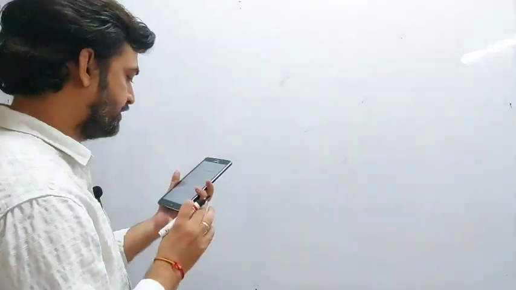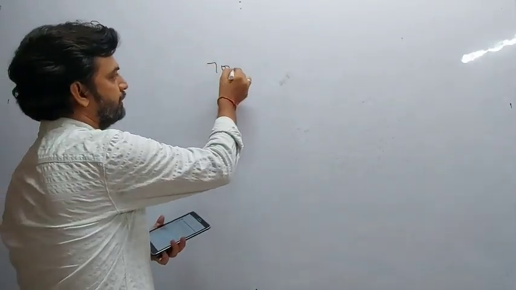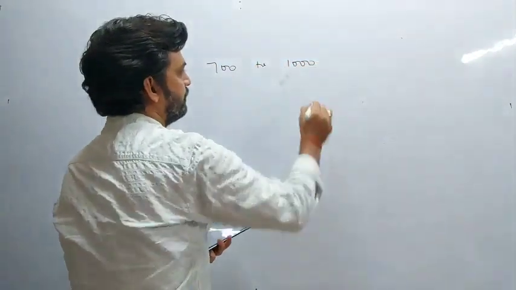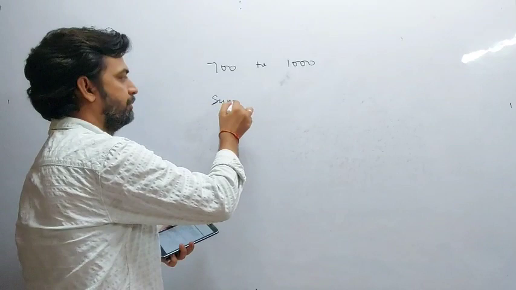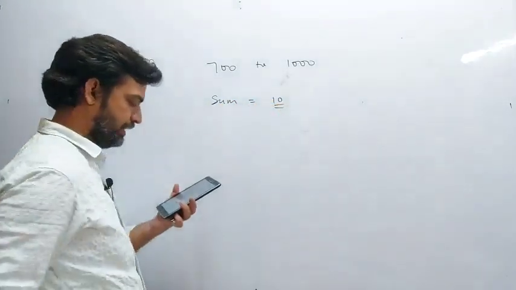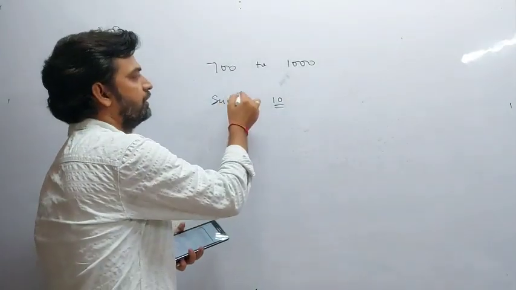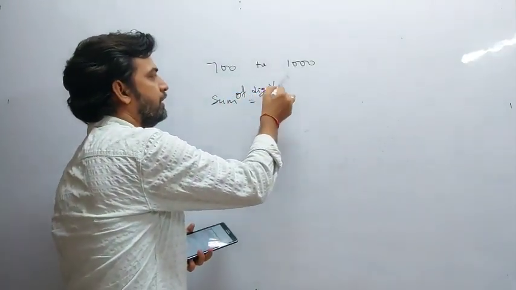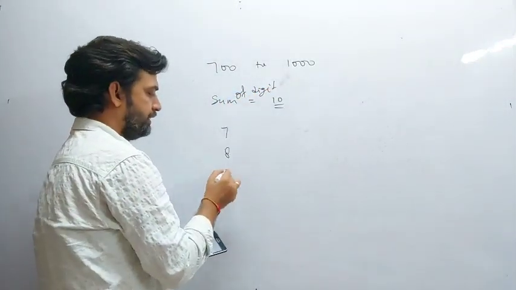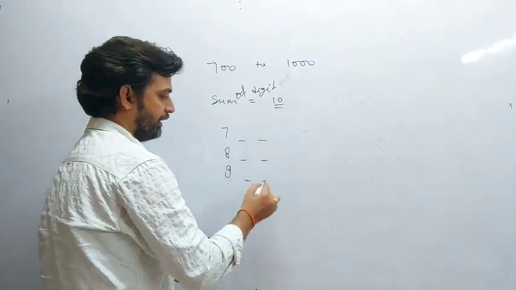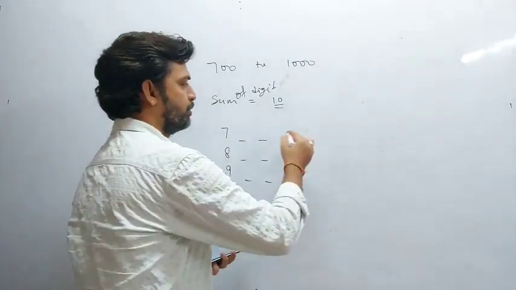Okay. The question is: integers are listed from 700 to 1000, and the sum of the digits should be equal to 10. How many integers are there? So 7, 8 and 9 are the first digits, and these 2 places are vacant. These are the possibilities.